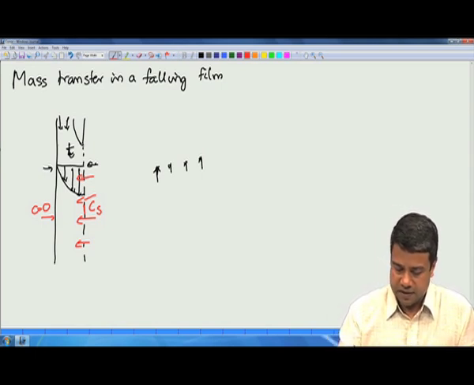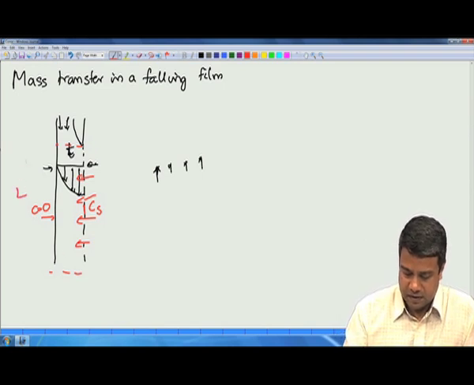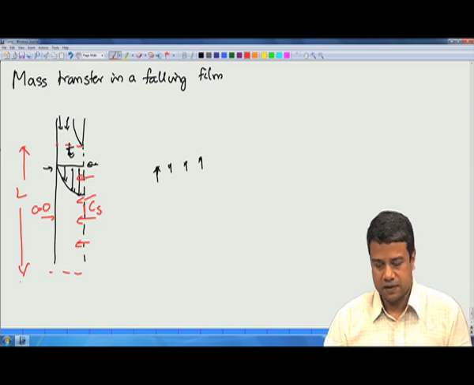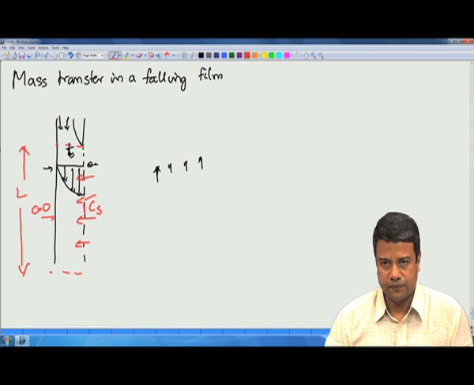This mass diffusion takes place over some length scale L. This is the length scale over which there is diffusion that is taking place across the interface, and the fluid is moving downwards with some velocity profile u.